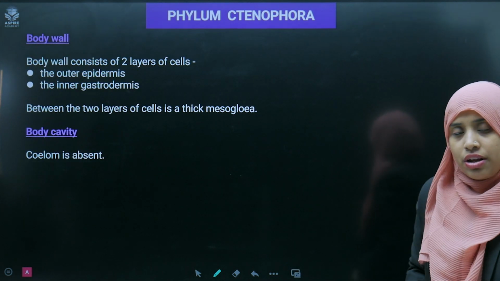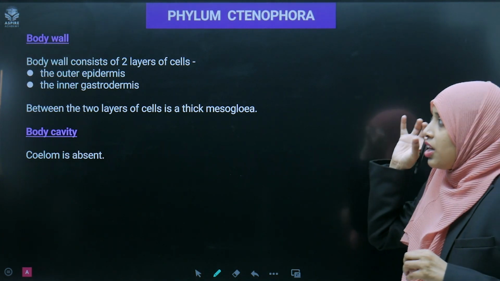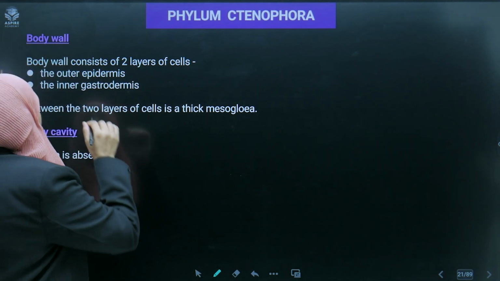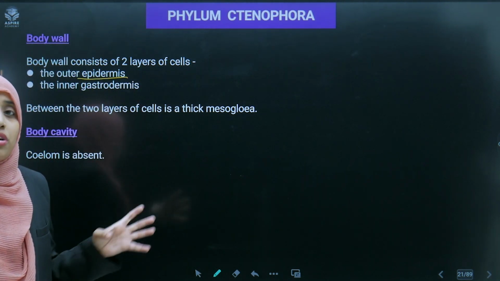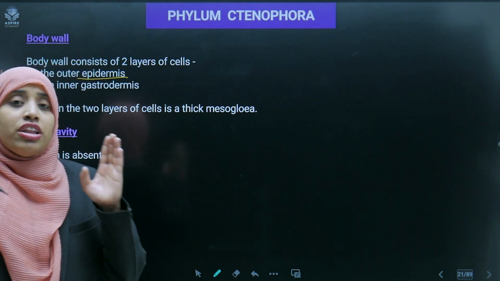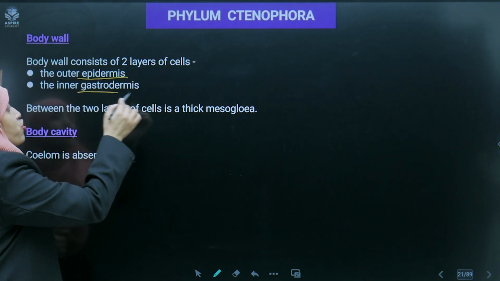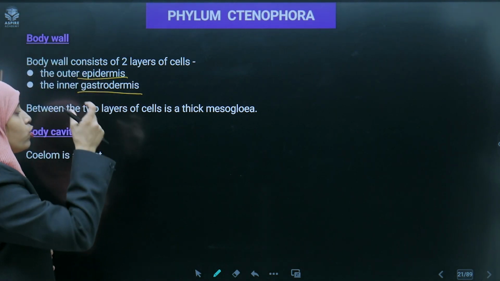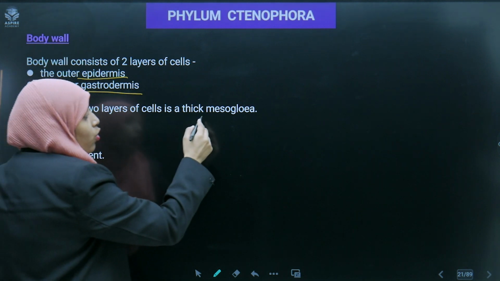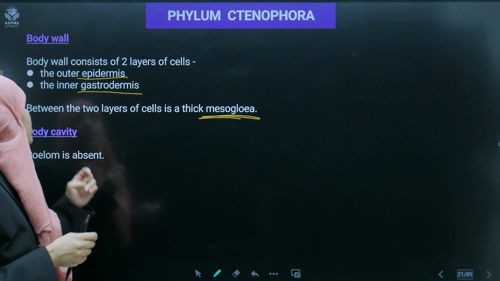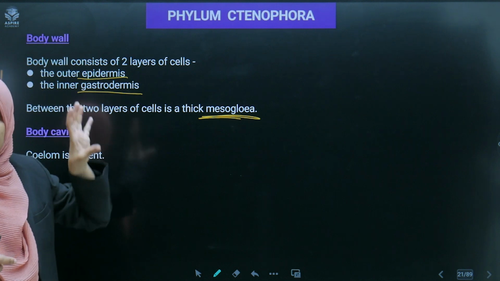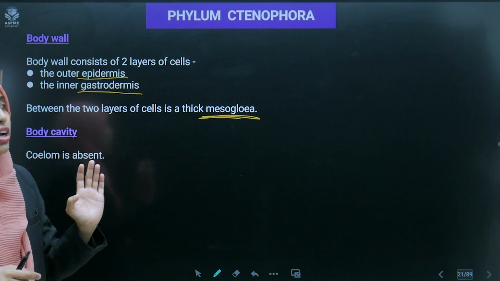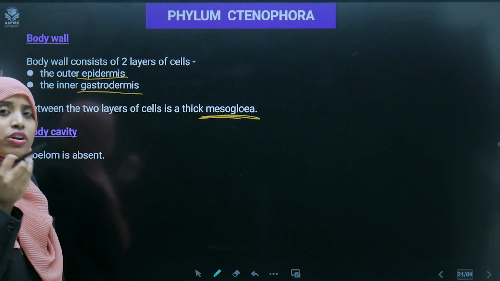Now the body wall. If we see the organism, the body wall consists of two layers, outer layer and inner layer. The outer layer is known as epidermis. Body का जो outer surface है उन्हें epidermis कहते हैं. The inner layer of the body is known as gastrodermis. Between those two layers, we have already seen, ये mesoglea होता है, the dermal layer. ठीक है. Here, if we are talking about the body walls, then in that also we can see mesoglea. Germ layer में भी हमने देखा. ठीक है. Near about it is the same.